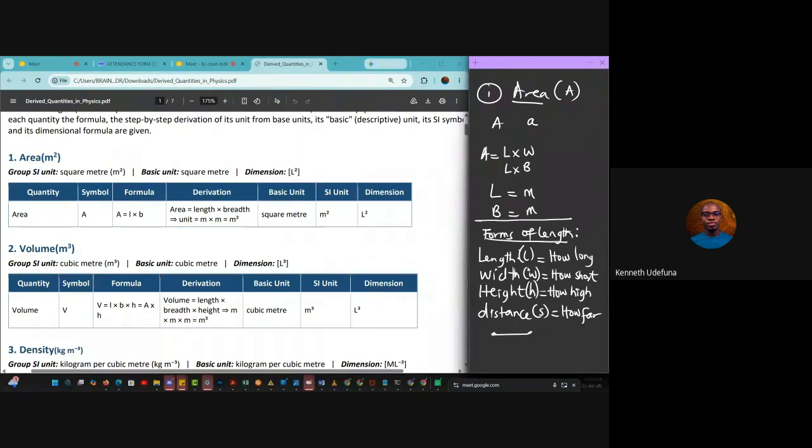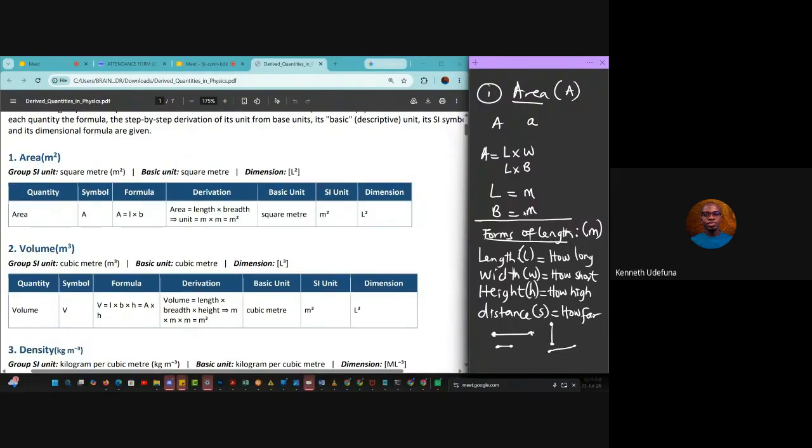Look at this length. How long? Something that is long must have a starting point and an ending point. Look at this width. Something short must have a starting point and an ending point. Look at this height. How high? It must have a starting point and an ending point. And this distance, the same thing, starting point and ending point. So because of this reason, all forms of length are measured in meter. That is why length is measured in meter and breadth is also measured in meter.